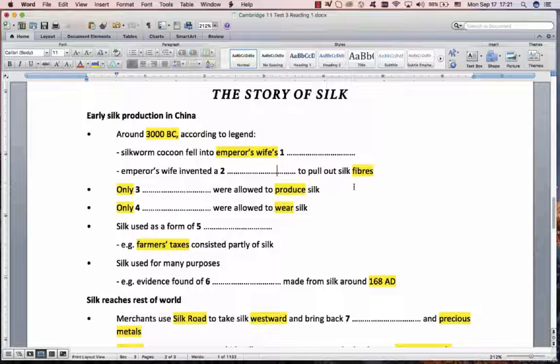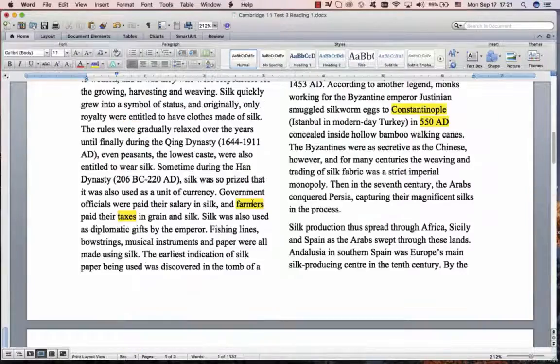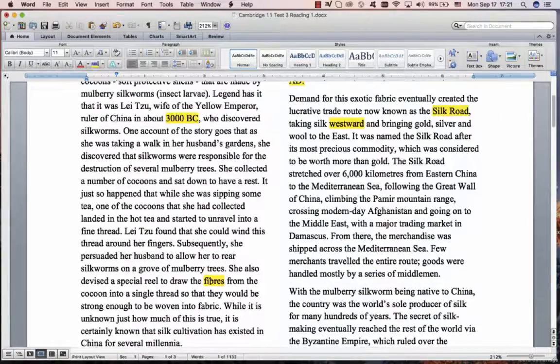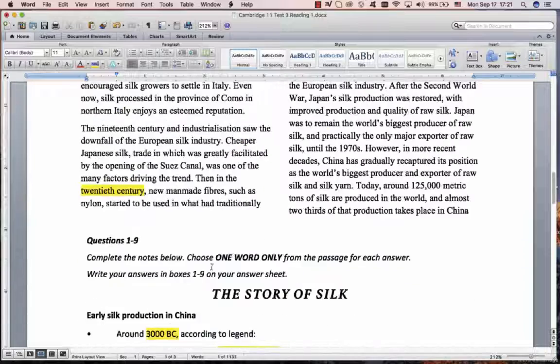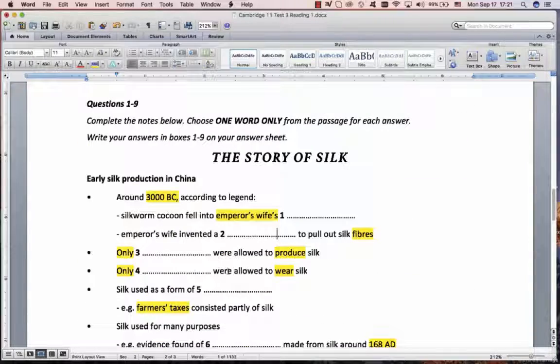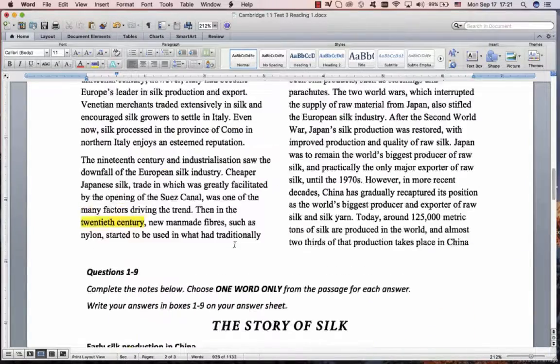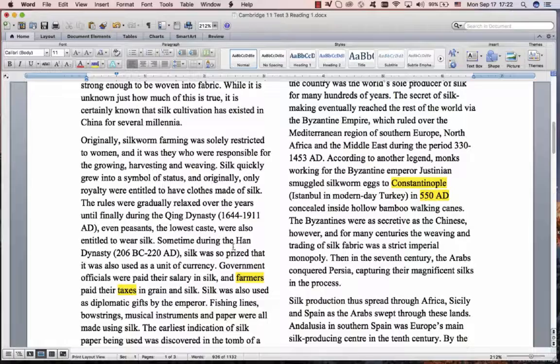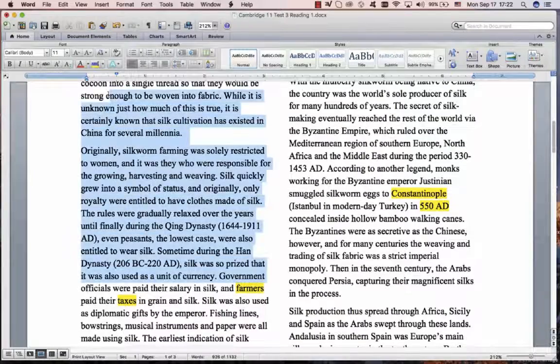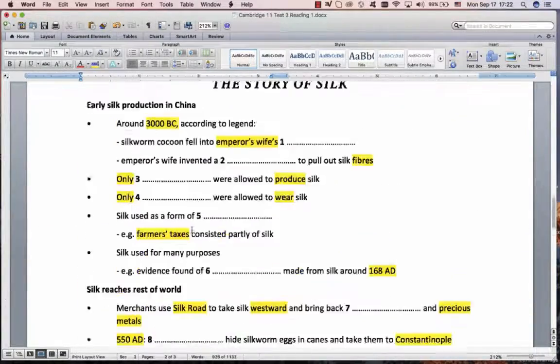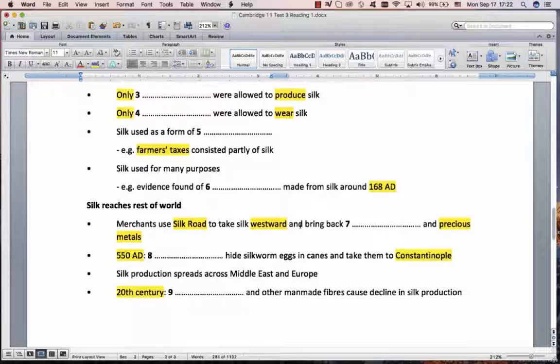I did manage to find fibers, which is quite useful. I found it over there. This 'only' and 'produce only' and 'where', I didn't really scan for them so much because they can paraphrase those, but I did find farmers' taxes. That was over there. So I know the 'only' and all of that is over there. I'll get to that later. Then the rest was quite straightforward.